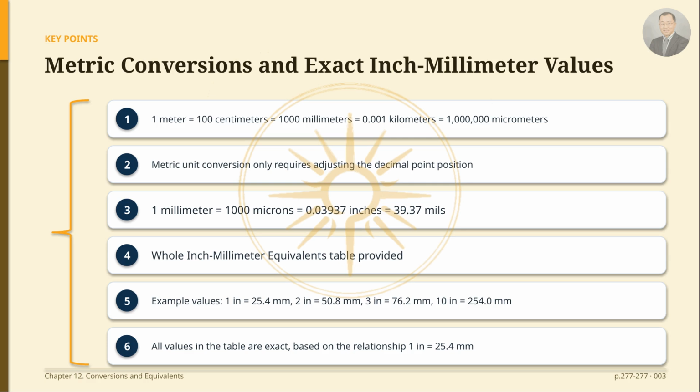This table contains the principles of conversion within the metric system and the exact conversion values between inches and millimeters. Metric units can be converted simply by adjusting the decimal point, and calculations are based on the exact value that 1 inch equals 25.4 millimeters. For example, 1 millimeter can be converted to 1,000 microns or 0.03937 inches. Other whole inch conversion values are detailed in the table, so please refer to them directly to apply the necessary figures accurately during design or practical work.